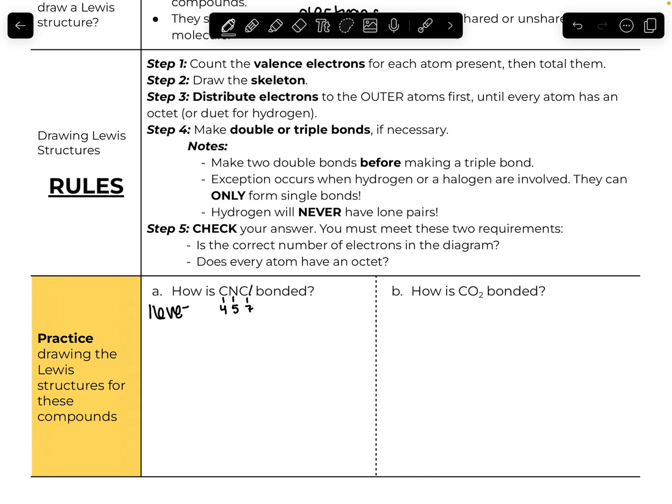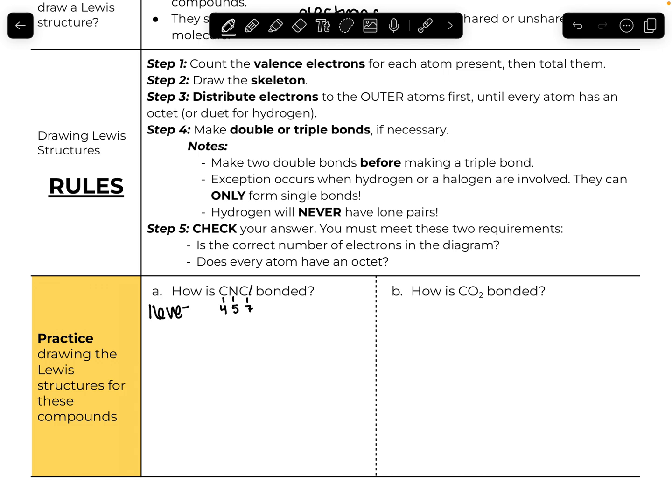That's step 1. Now step 2 is to draw the skeleton. So your rule for drawing the skeleton is whatever element comes first in your chemical formula is the one that goes in the center of your Lewis structure. There are a couple of exceptions. If hydrogen comes first in the compound formula, then you do not use hydrogen.